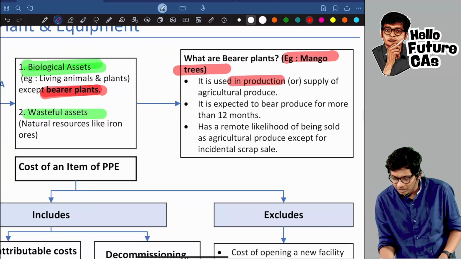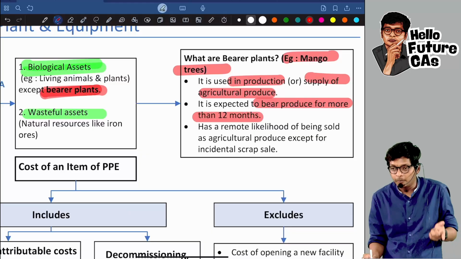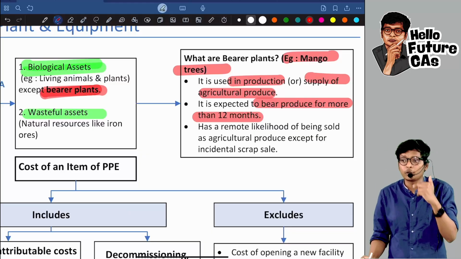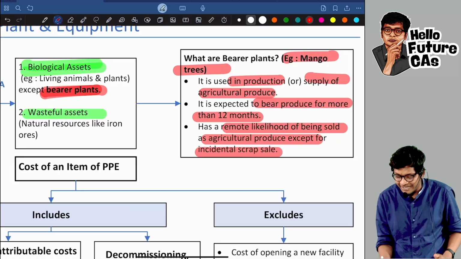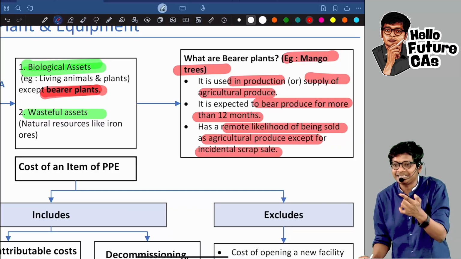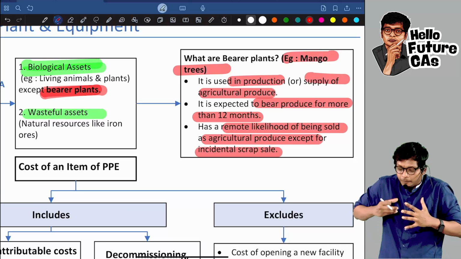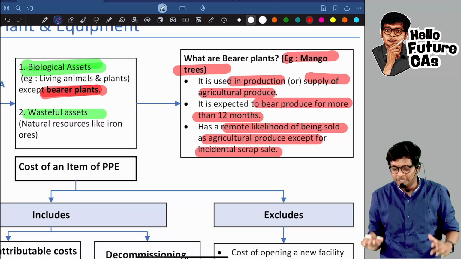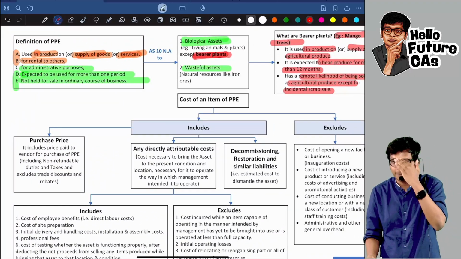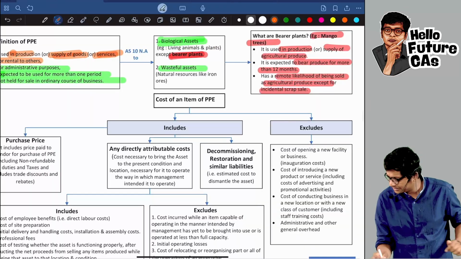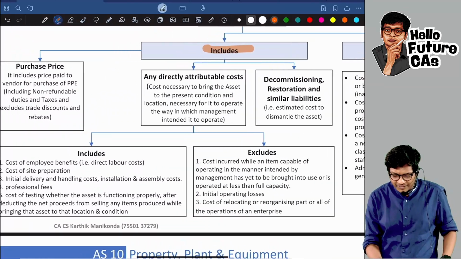So it is used in the supply of agricultural produce, the mango tree. It is expected to bear produce for more than 12 months. Yes, a mango tree will have produce for more than 12 months, and there is a remote likelihood of it being sold as agricultural produce except for scrap. Nobody will sell the tree as it is. They will only sell the waste of the tree after its life. So are you following? Something that is going to bear agricultural produce will be a bearer plant. I will come to the doubts in the end. Let me quickly revise. Now you know what a PPE is. When you purchase a PPE, the next step is to know what I will include and what I will exclude, sir. Inclusion is very simple, guys.